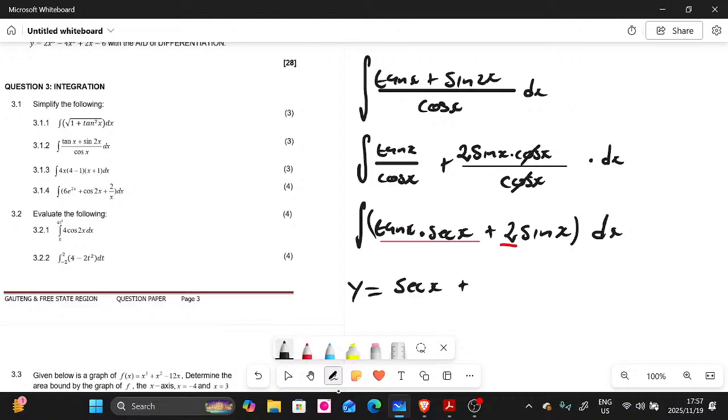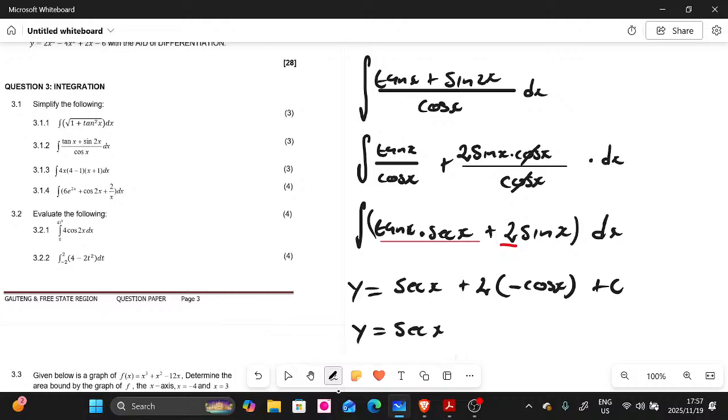And then we can say plus 2, and what is the integral of sine? We said it is negative cos x from our formula sheet, plus c. So we can simplify it further and say y equals sec x minus, because we have a negative there, 2 cos x plus c.